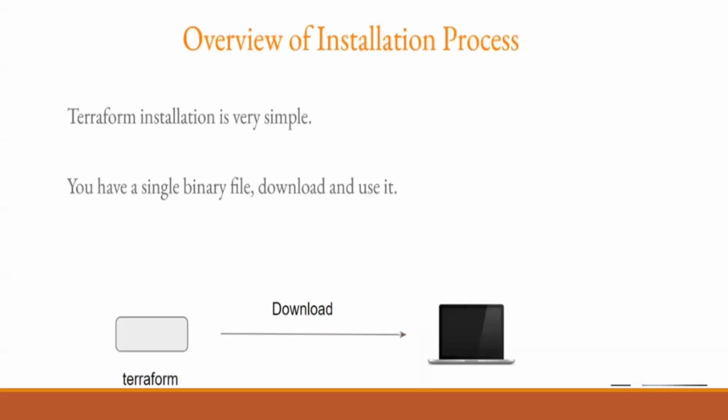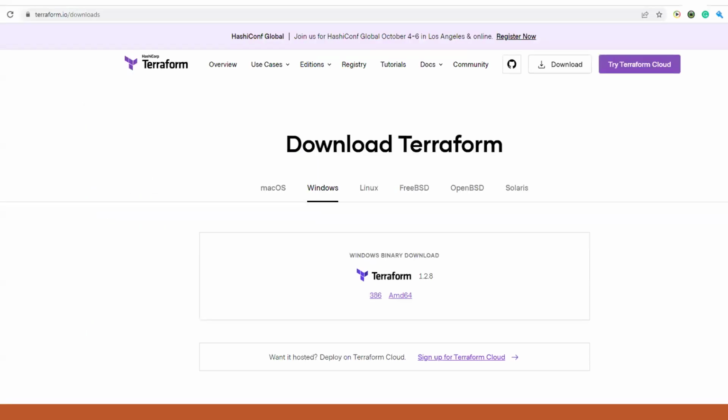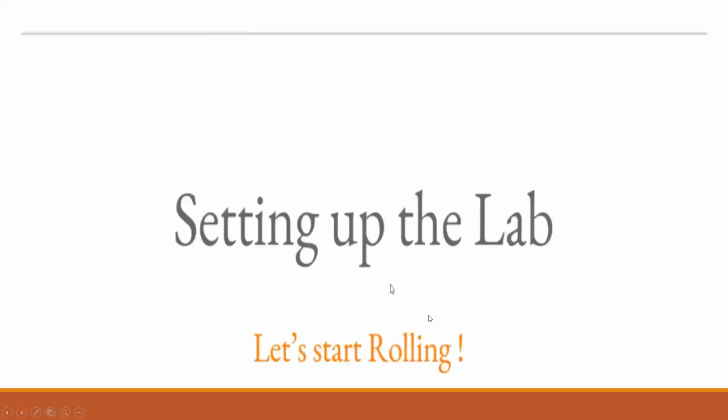So installing Terraform. How to install Terraform? Terraform installation is very simple. You have a single binary file, download it and use it. No need to install anything. Just download the binary file and use it. Supported platforms: Windows, Mac, Linux, FreeBSD, OpenBSD, Solaris. So Terraform works on multiple platforms. You can go to the downloads page and download Terraform.